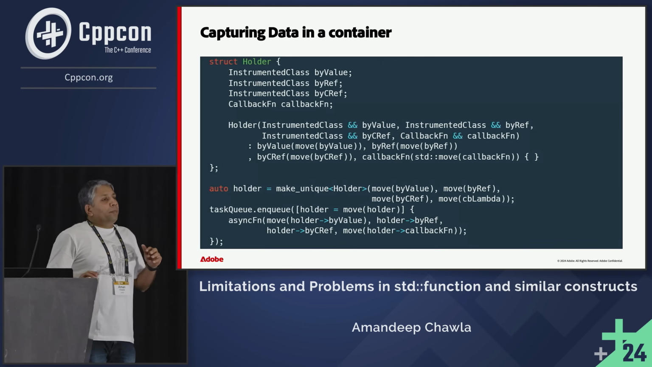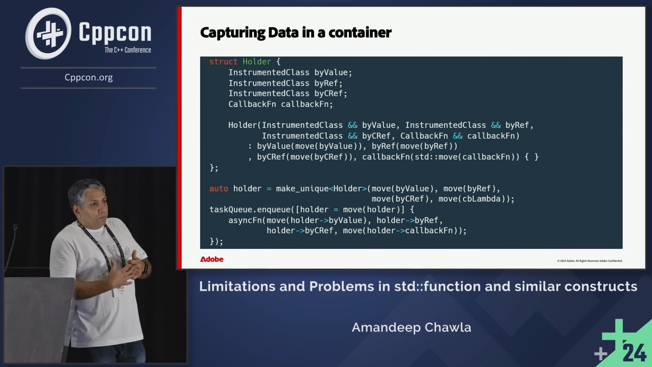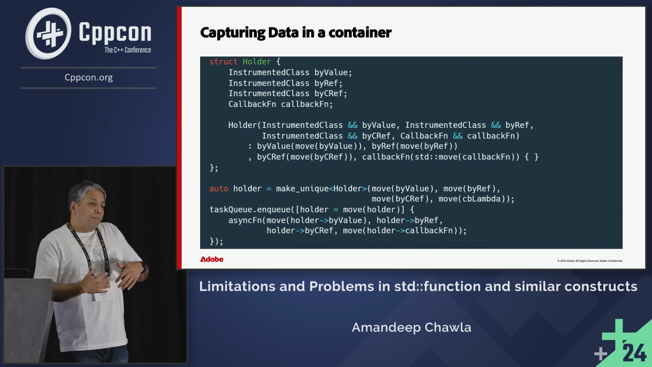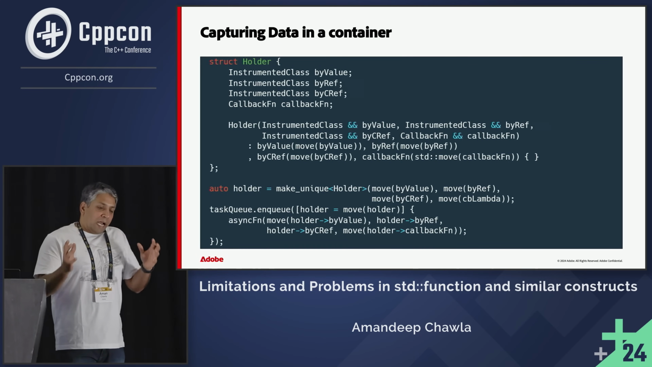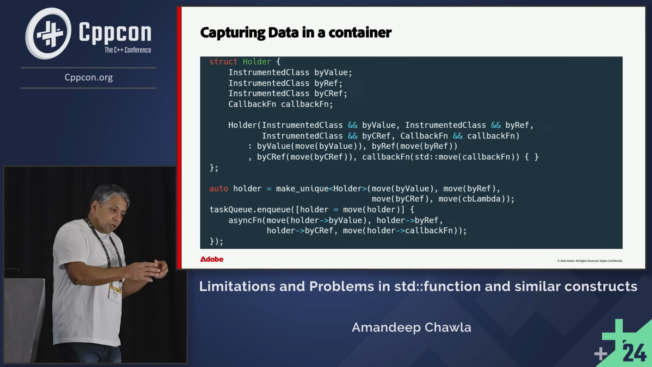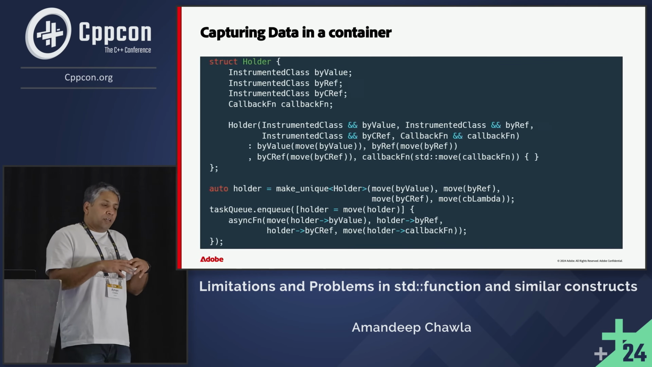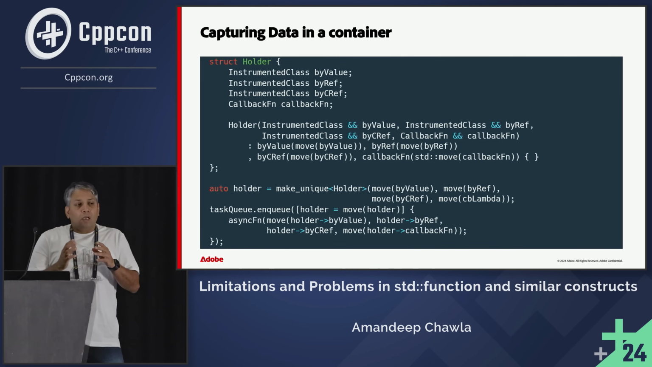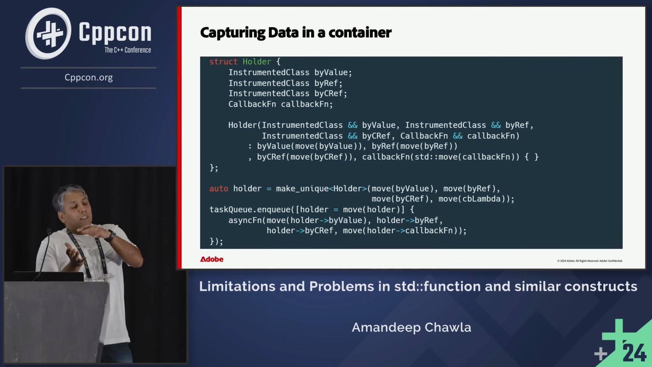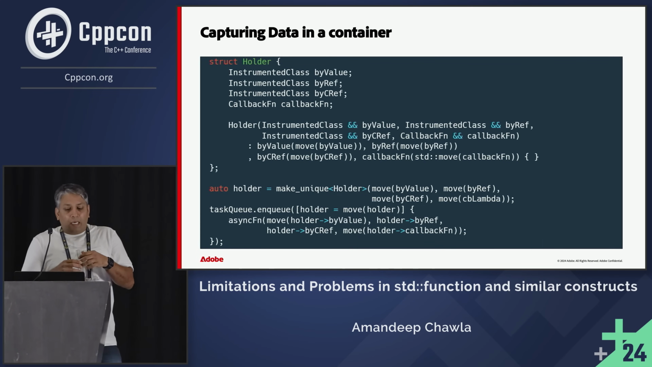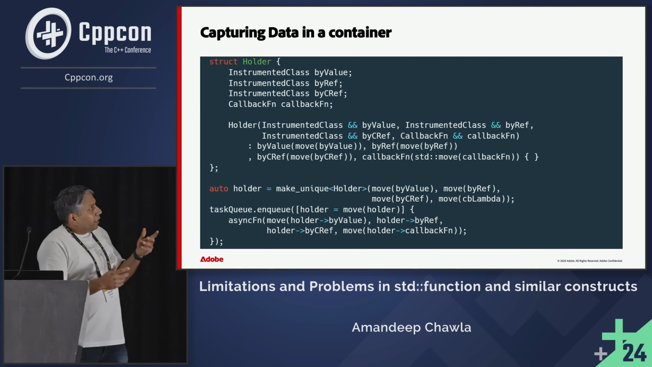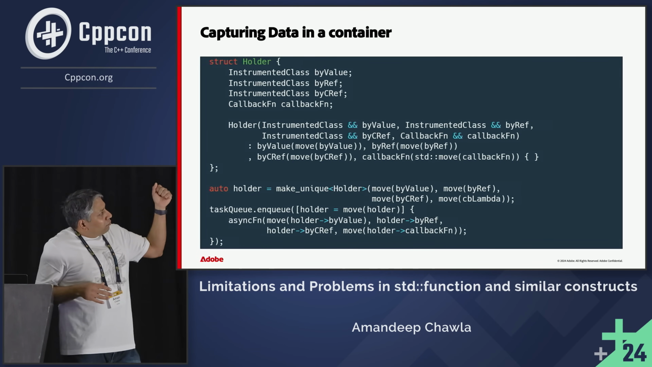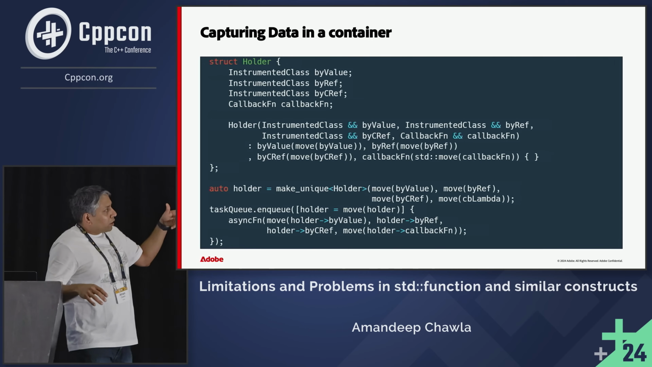Now the problem is when we are capturing data. That's the issue: when we are capturing the data and bundling, letting the lambda wrap into a standard function with all the captures, the standard function results in those copies and unnecessary moves. So I thought, let's capture the data separately. So I created a container. What I needed was 3 instances and a callback function.